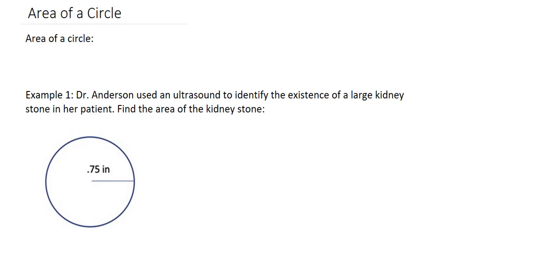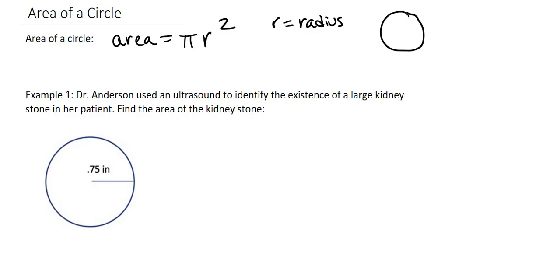Area of a circle. Area of a circle is the following. So we have area, which is equal to pi times r squared. Now this r is our radius. And so when you look at a circle, it's anywhere from the center middle point to any part of the circle, right? It could be from here to here, or it could have been from here to here. But these are the same, right? It's equal to the radius.